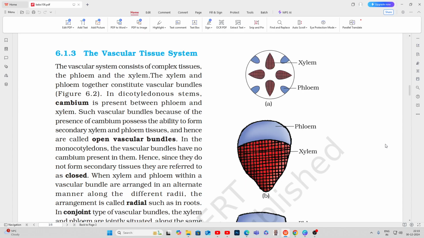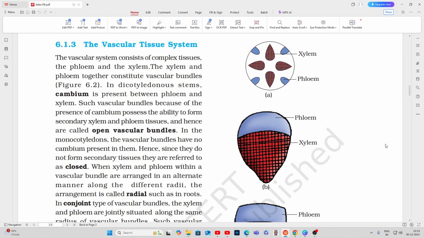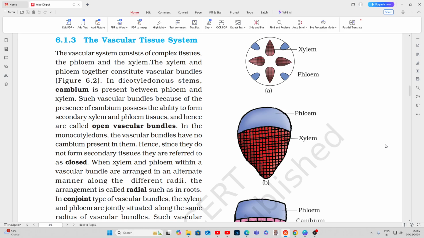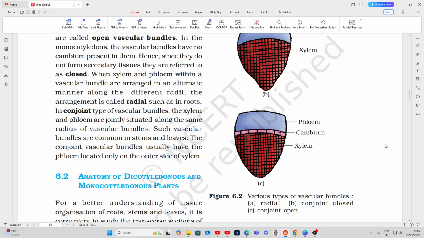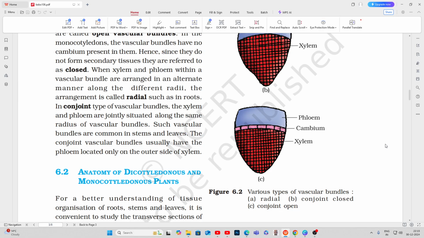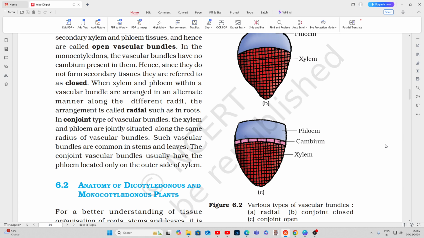6.1.3 The vascular tissue system. The vascular system consists of complex tissues, the phloem and the xylem. The xylem and phloem together constitute vascular bundles. Figure 6.2 various types of vascular bundles. A. Radial. B. Conjoint closed. C. Conjoint open.